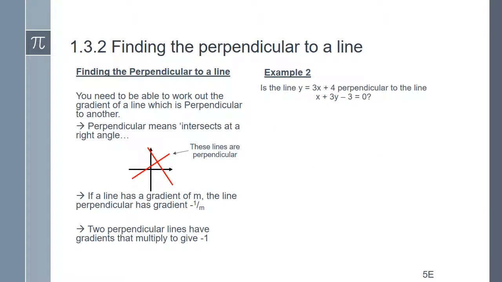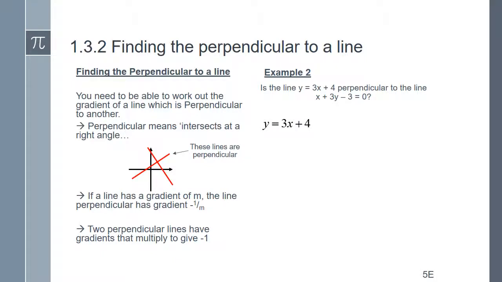Is the line y equals 3x plus 4 perpendicular to the line x plus 3y minus 3 equals 0? Well, if they were perpendicular, then the product of their gradients would be minus 1. So if we knew what the two gradients were, we could then tell very simply whether they are perpendicular or not.